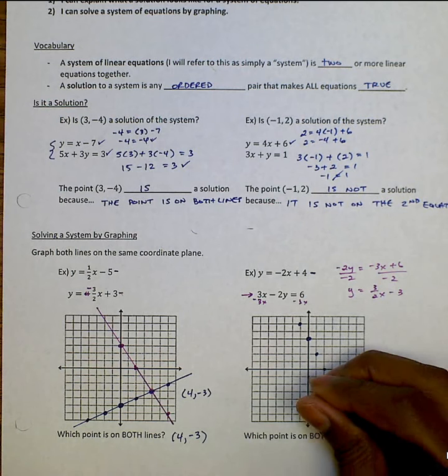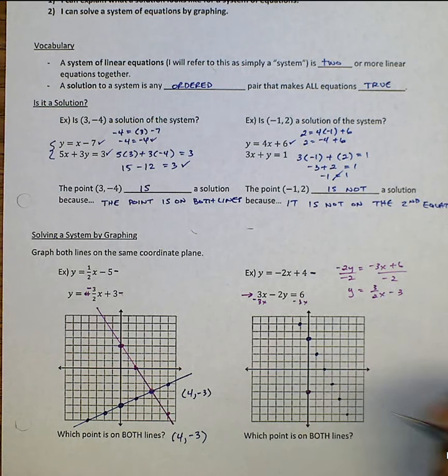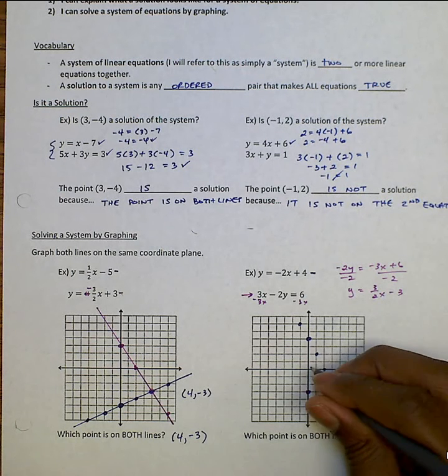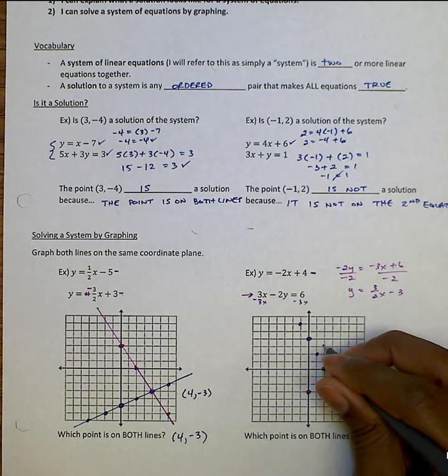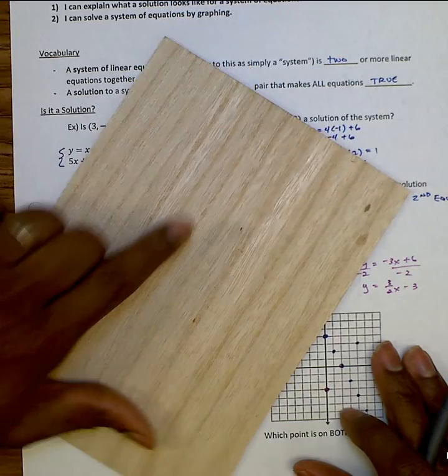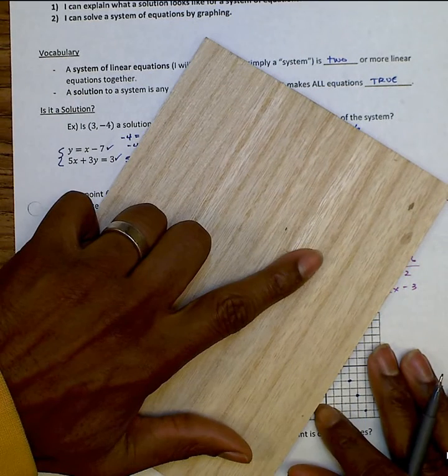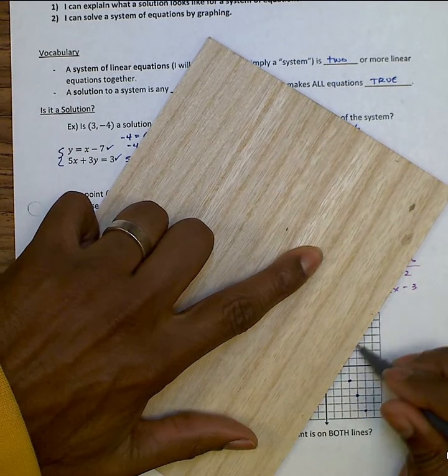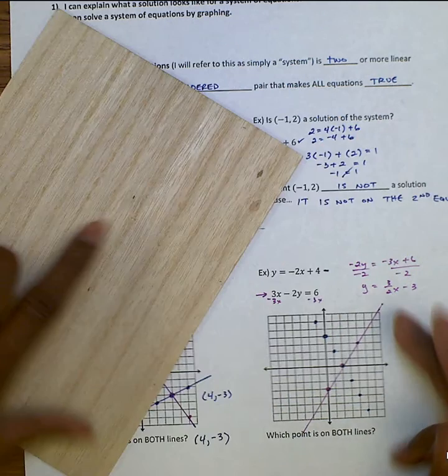So 1, 2, 3. That's the y-intercept. My slope is 3 halves, so I'll go up 3 over 2, up 3 over 2. I can see my solution already, so I'm going to draw a straight line here through the points. Okay, one line there.